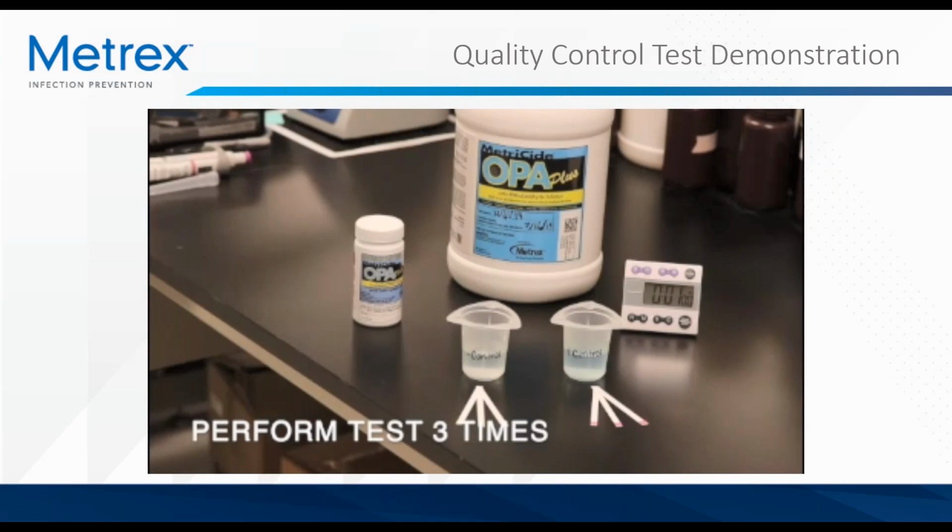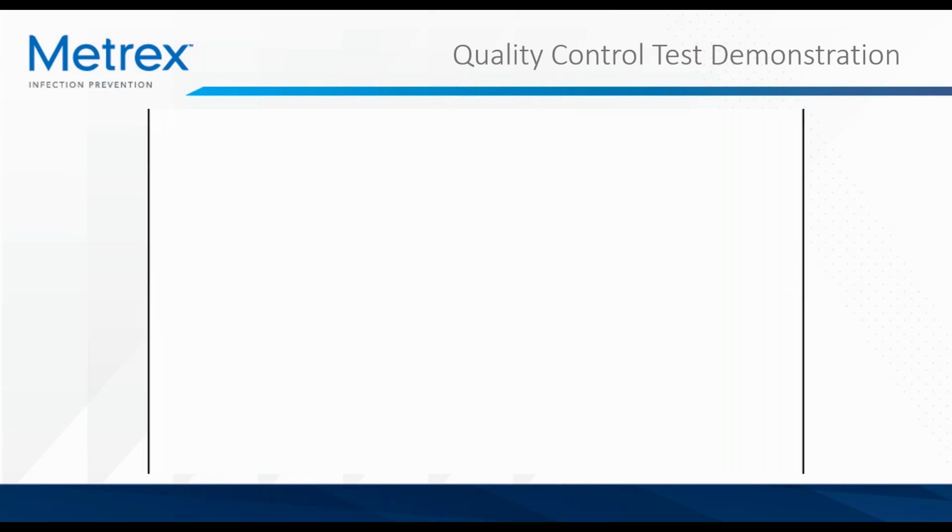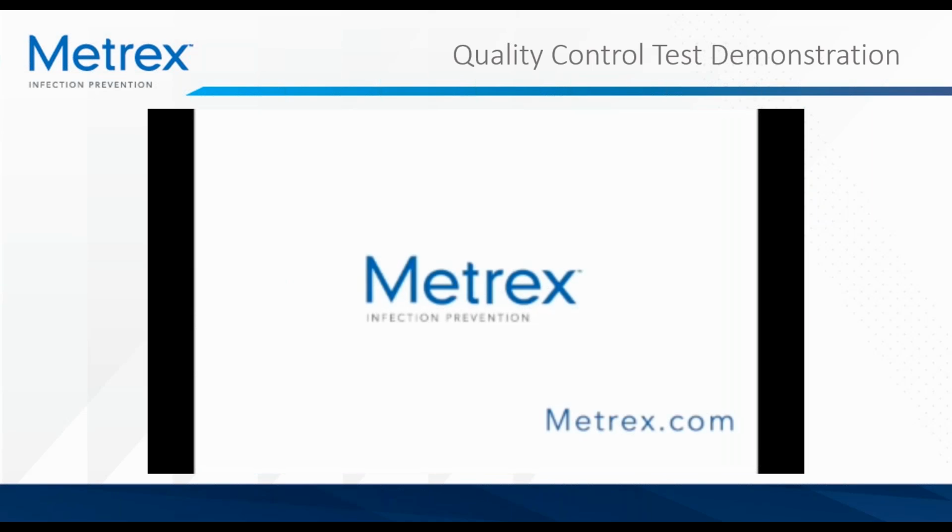Repeat the positive and negative control an additional 2 times each for a total of 6 tests. In order for the MetriCide OPA Plus solution test strip bottle to pass the quality control test, all 6 tests must indicate the proper result. And that's it. Again, a YouTube link for this video will be sent in our post-webinar email, but we'll also review the details now.